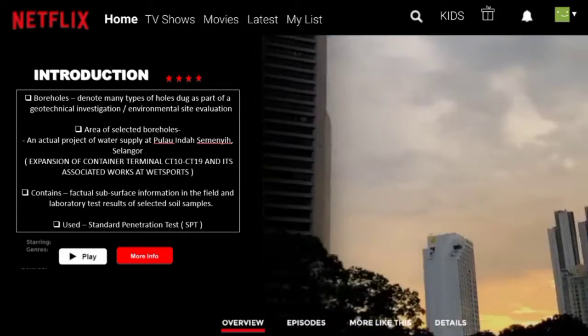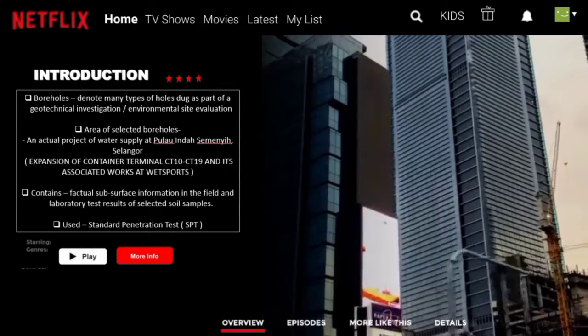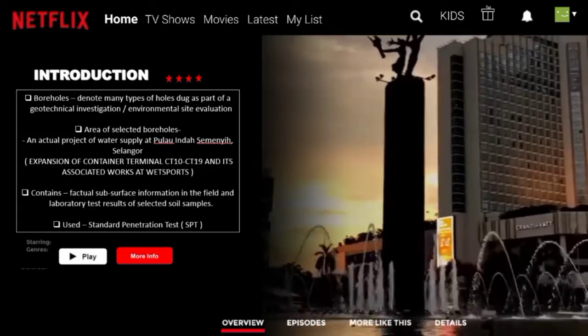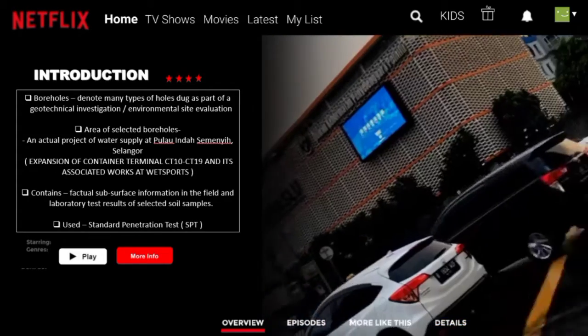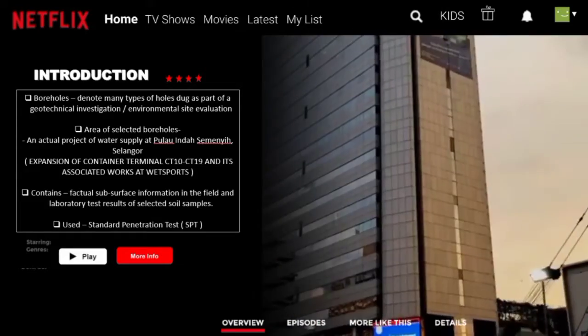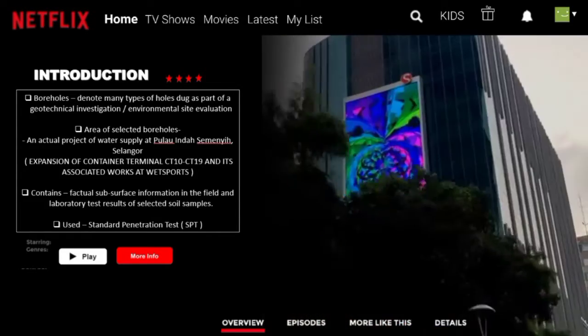First of all is the introduction of the selected boreholes. Borehole is a word used by engineers and environmental consultants to denote all of the many types of holes dug as part of a geotechnical investigation or environmental site evaluation.